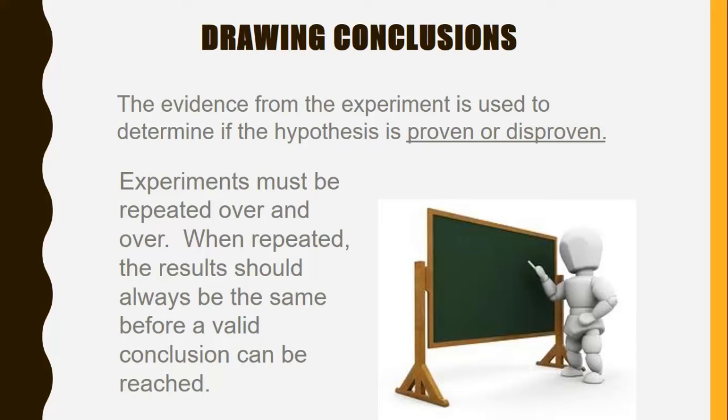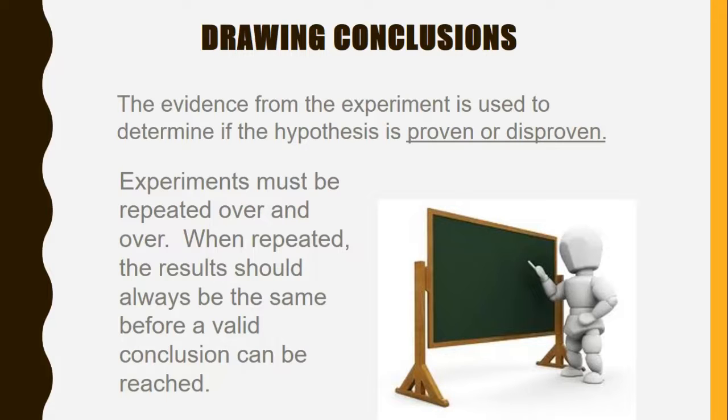So after we are done doing our experiments, we have to draw a conclusion. What evidence from the experiment is used to determine whether this hypothesis is proven or disproven, or correct or not correct, supported or not supported? This is when, again, our data analysis comes in. Based on our data analysis, our chi-square, this is a thing called chi-square.